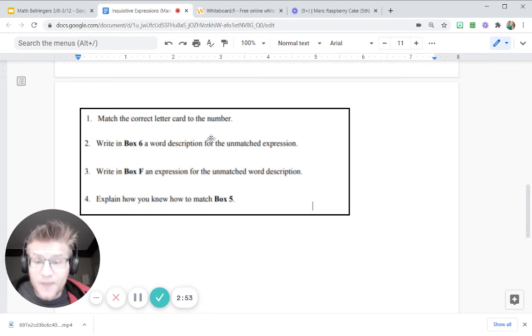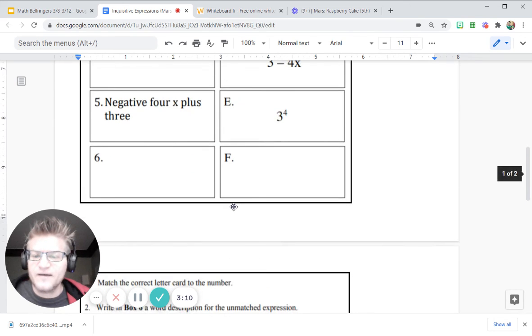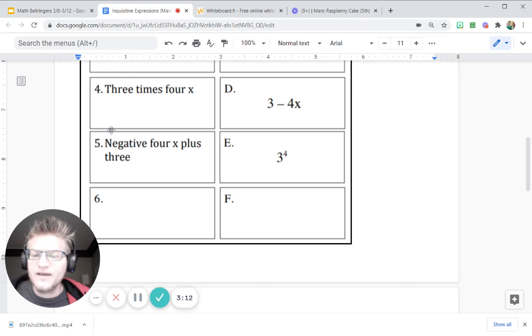It's really simple, but they are asking you how you match the correct number to the letter card. You're doing that, and then write in a description for 6 and for F. And the last thing, explain how you knew how to match box 5. So we go up to 5, negative 4x plus 3. Check that one out. It's kind of an interesting one. Once again, a couple of these will push you. So how did you figure this one out?